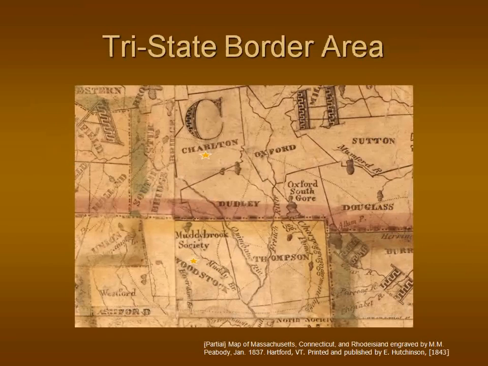Now here's a map showing Woodstock, Connecticut. There's a little star there. It's in the bottom half of your screen, and then Charlton, Massachusetts. Now what you discover is even though these two places are in different states, they're very close together. The pink line that you see is the Massachusetts state border. The yellow line is the Connecticut state border.